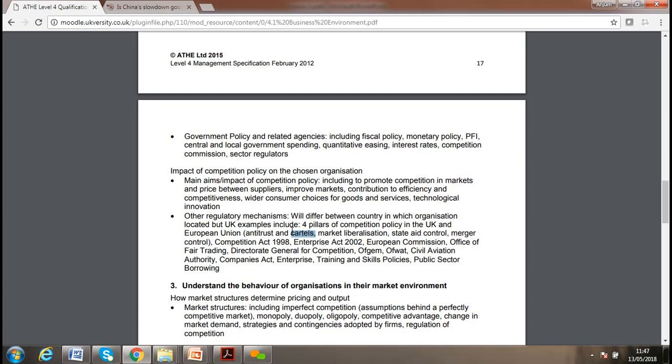Enterprise Act 2000: organizations need to behave and work in the best interest of the public. European Commission: EU legislation needs to be followed in the UK and the rest of the EU. Office of Fair Trading: the trade needs to be fair, and goods need to be fit for purpose.